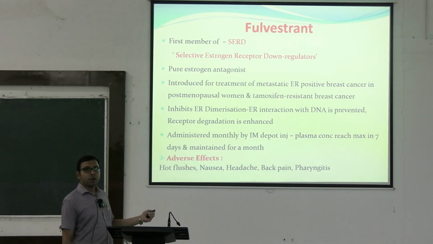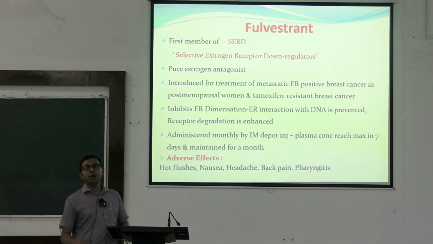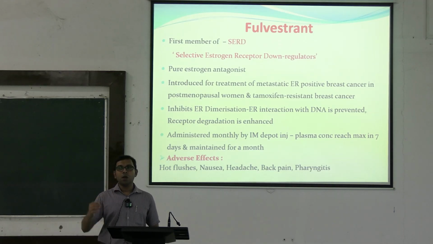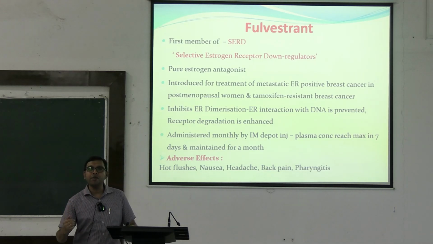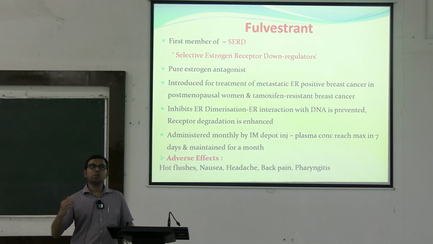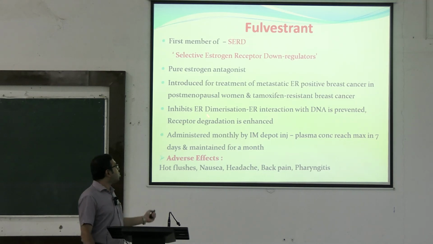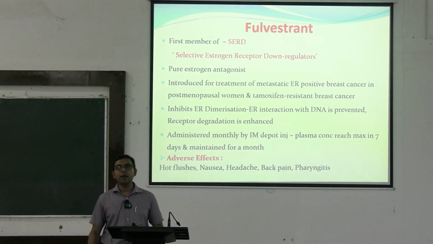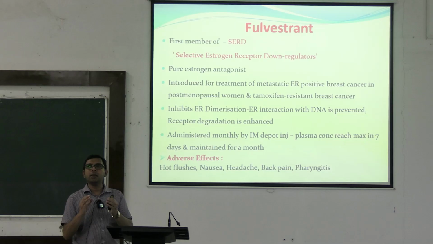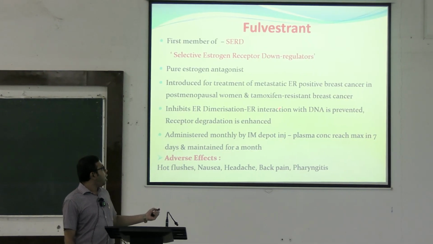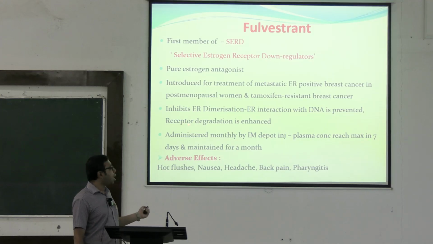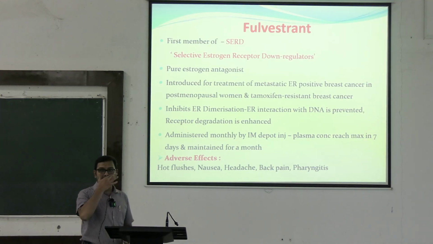And it is also used in case of the tamoxifen resistant breast cancer. It inhibits estrogen receptor dimerization. So for the post transcriptional modification and the response of the estrogen, there will be dimerization of the estrogen receptor when the estrogen acts on this. So when we are using this fulvestrant, this estrogen receptor dimerization is inhibited, and ultimately their interaction with DNA is prevented, and thus receptor downregulation is enhanced.